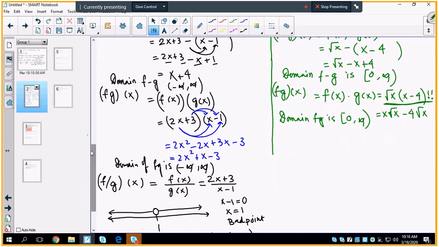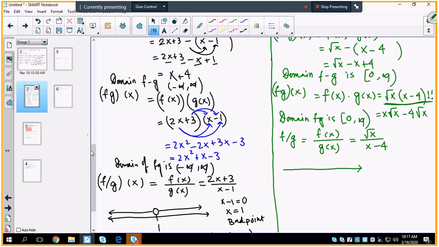f over g. By definition, f over g is the function f of x in the numerator and the function g of x in the denominator. So I get square root of x on the top, x minus 4 on the bottom. And there are no like factors on top and bottom, so there is no cancellation. But what you can now do, you can now tell yourself that once I have this information, I'm going to simply draw a number line, think about the bad points for the bottom, and hence get the domain.